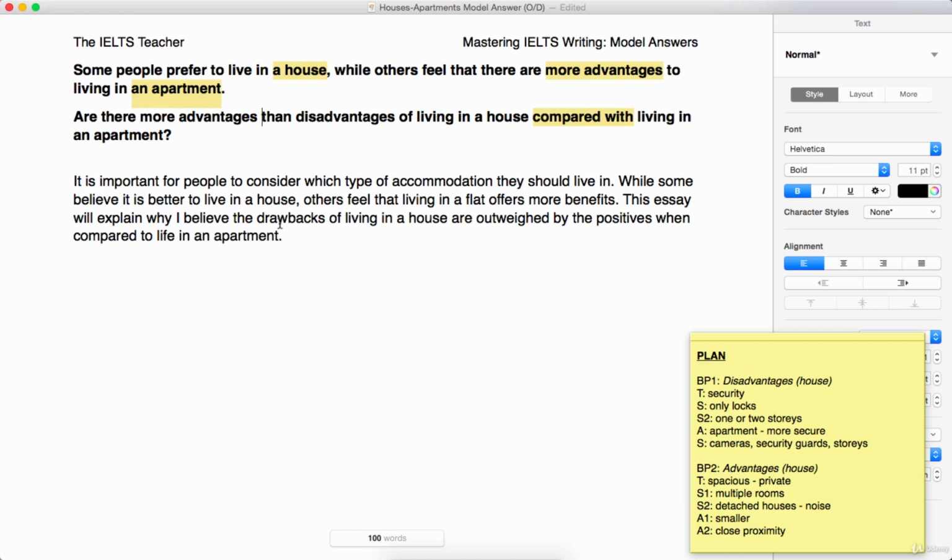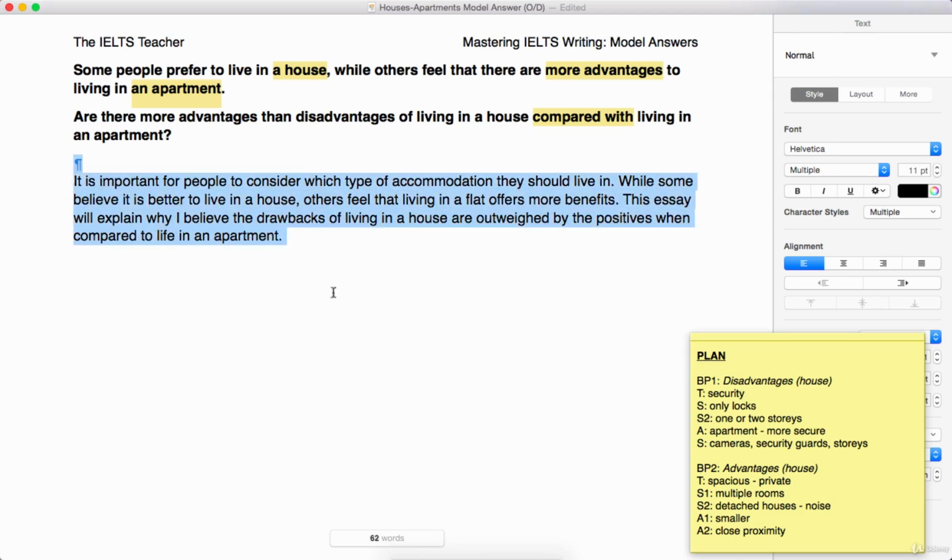And we've kind of swapped this around, and we've started with the drawbacks, and by doing that we can actually bring in the passive voice here as well. The drawbacks are outweighed by the positives. We've also made sure to include paraphrasing of compared with here, we've got when compared to life in an apartment. So we're making sure that we're addressing all parts of the task appropriately.